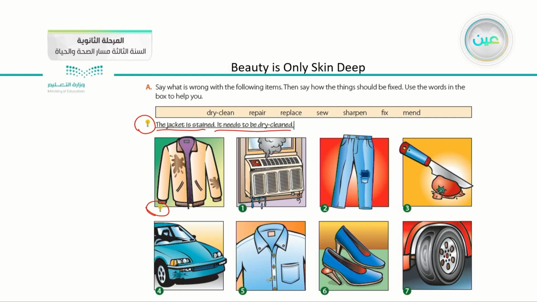We have here a box with 8 words that you can use or that could help you writing your own sentences for each one of these examples or for each one of these pictures. We have 7 pictures and you have a box with 8 words. Pick the suitable word with each one of them.